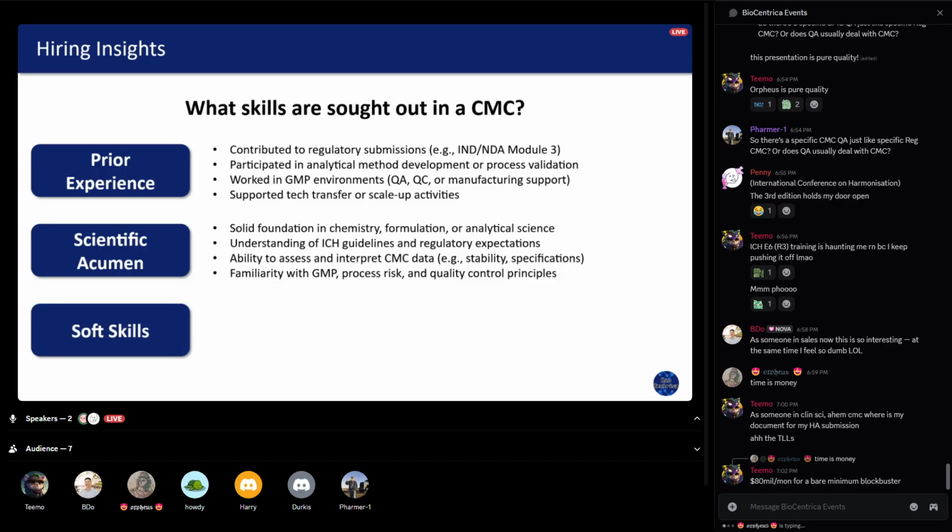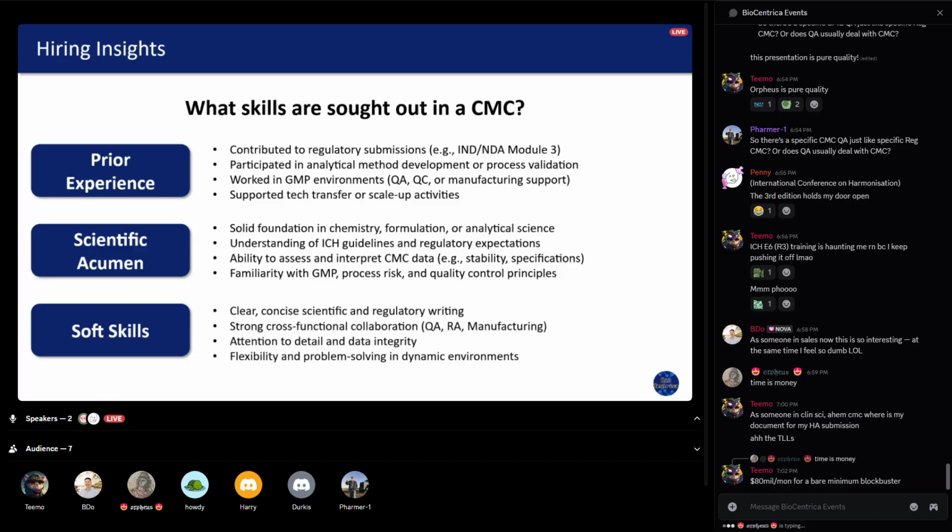The last one is, again, soft skills. You really can't have a job without any soft skills. You want to be able to write in a way that is clear and concise, have that cross-functional collaboration like I mentioned before, attention to detail, and be very flexible with problem solving. And being creative, honestly, is very important in CMC.